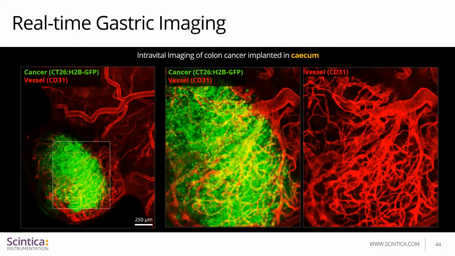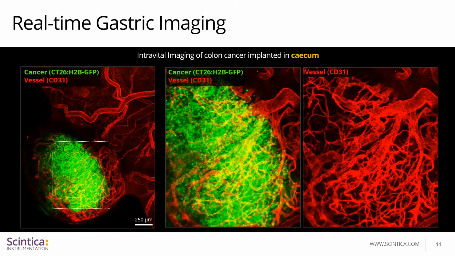You can also perform gastric imaging with this type of window chamber and access small and large intestine. For example, here we're looking at colon cancer implanted into the cecum in green and vessels in red. So as you magnify closer into the tumor, you see that it's made up of individual cells, but it's like a tight-knit community sitting in a nest of vessels that are providing nutrients to it in order to survive and grow.